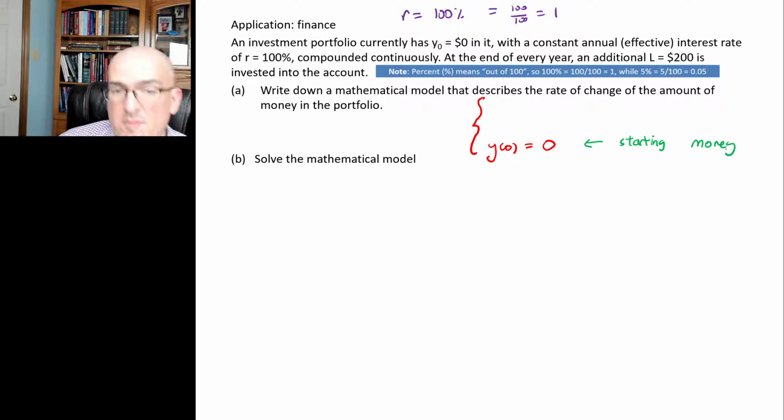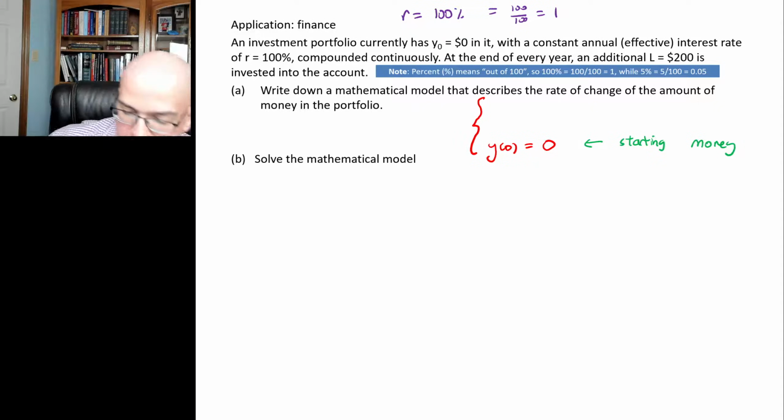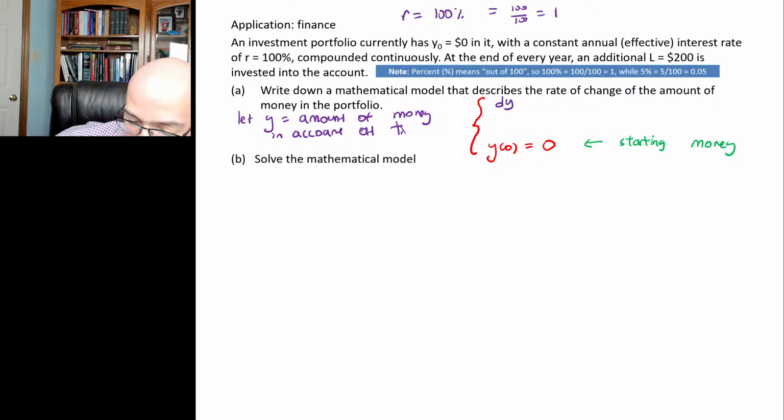And then if you think about this pile of money, it's growing in two different ways. In one way, it's growing according to the interest rate that's applying to it. And interest rate growth is like the birth rate in the population. I'm going to let y equal amount of money in an account at time t. It's a function of time. And t is in years.